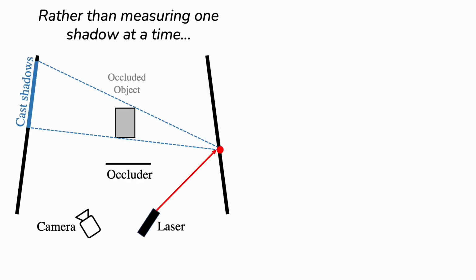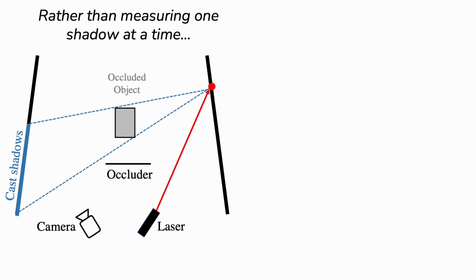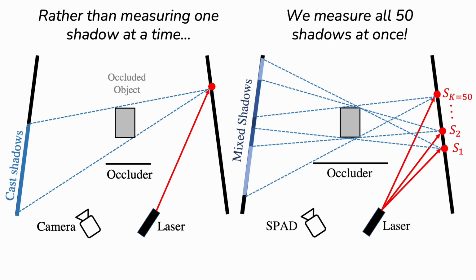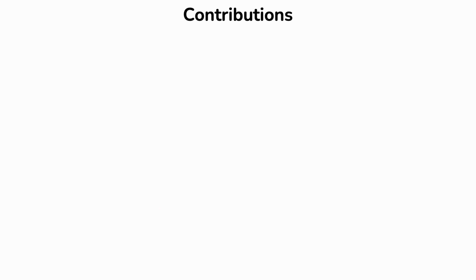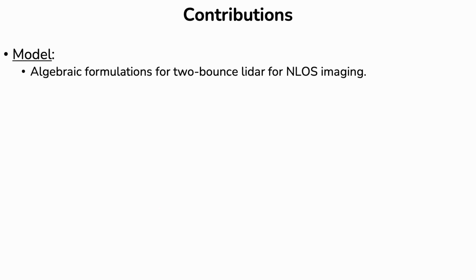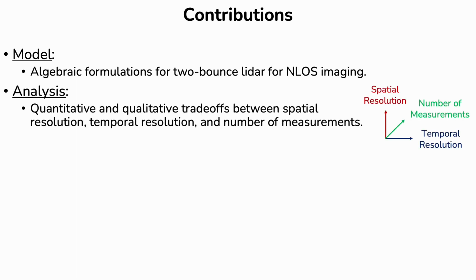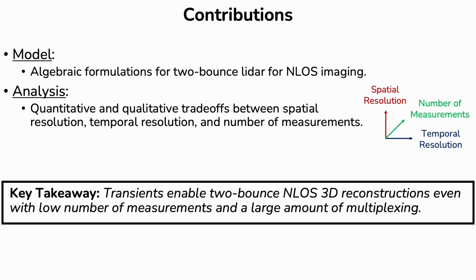In this work, rather than scanning one laser spot at a time, we illuminate all 50 laser spots simultaneously and unmix the shadows using a SPAD. Our contributions are twofold. We present a forward model to describe 2-bounce LiDAR in multiplexed illumination. We also present analysis to determine important system parameters. Our key insight is that transients can enable few-shot NLOS.